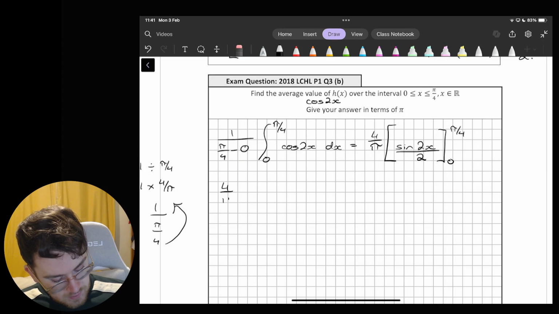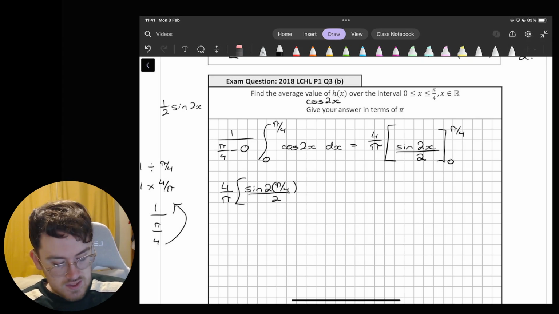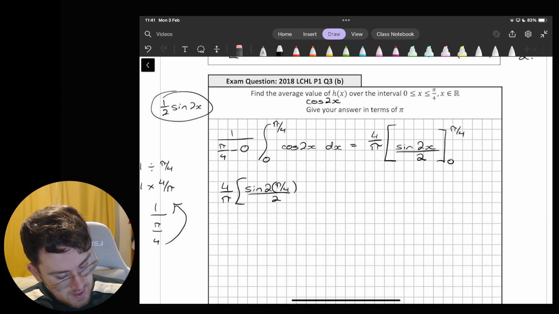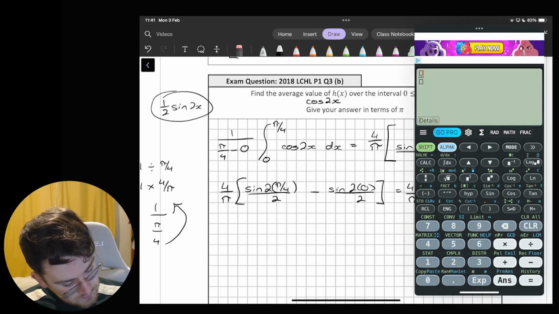So 4 over pi times sine 2 times pi over 4, over 2. We could also think of that as a half sine 2x, the same idea. And then minus sine 2 times 0 over 2. So evaluating both of those, that's 4 over pi times sine 2 times pi over 4.